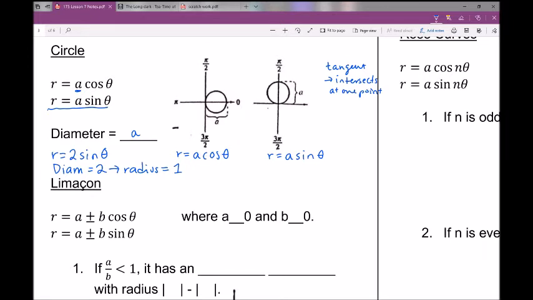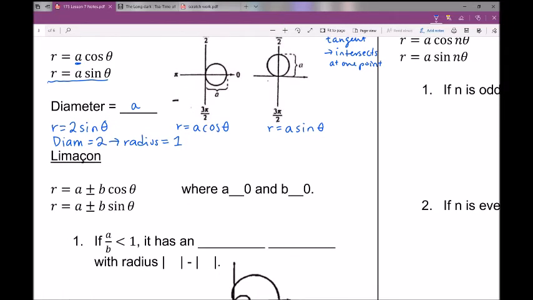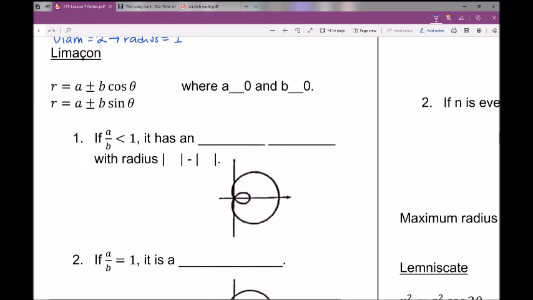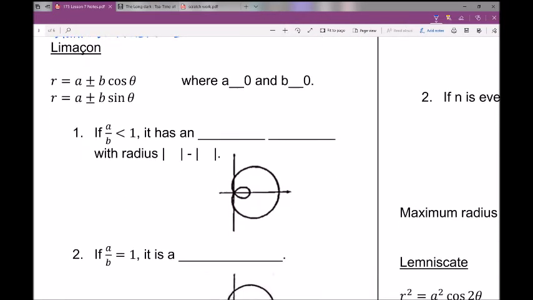All right. So that's probably the simplest ones to do. The rest of these get very complicated. So the next one we're going to look at is what's called a limacon. This is a French word, as you can tell by the little curly Q on the C there. And these come in many different flavors. They're always of the form some number plus or minus some number times either the cosine or the sine.